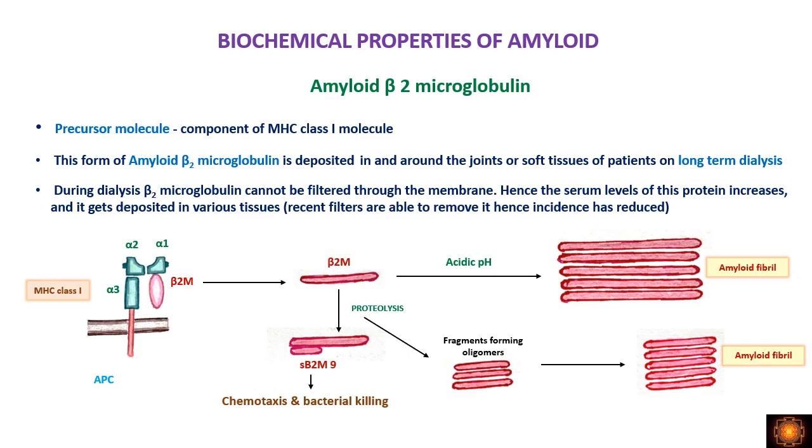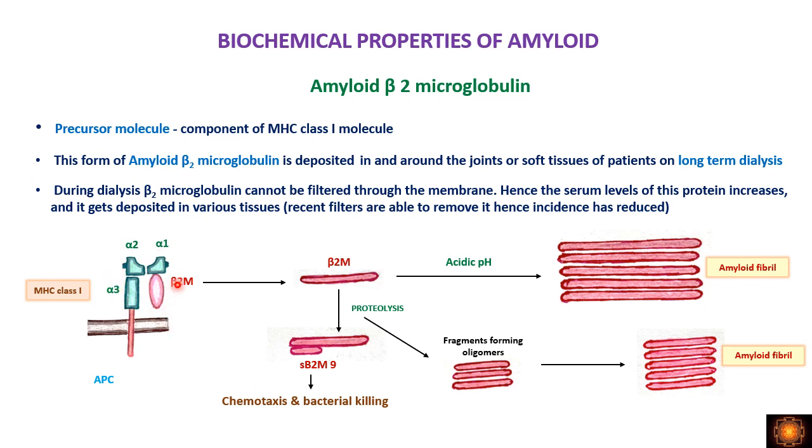The other minor form is amyloid beta 2 microglobulin. Now this beta 2 microglobulin is derived from the MHC class 1 molecule, major histocompatibility complex class 1 molecule. This molecule is present on the membrane of the antigen presenting cell, and it has four components: alpha 1, alpha 2, alpha 3 and beta 2 microglobulin. This is useful for stabilizing this molecule.